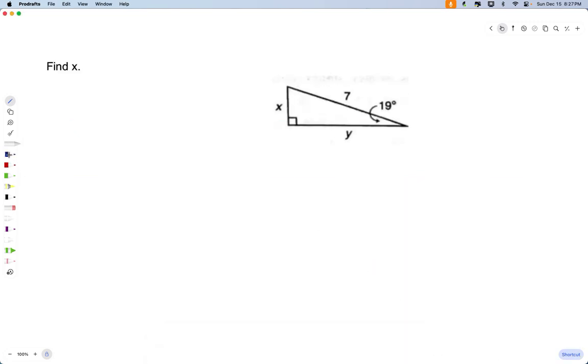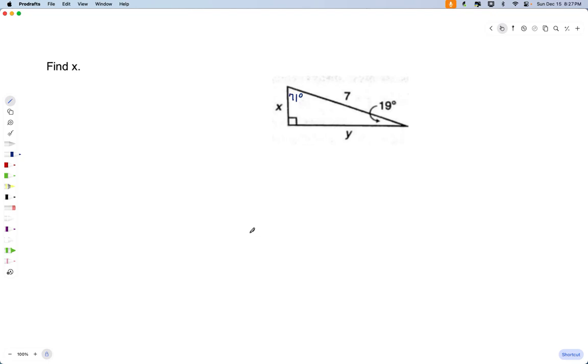All right, so we're going to find x. If this is 19 degrees and this is 90 degrees, then we know that this has to be 71 degrees. So now we have our interior angles all labeled. So we should be able to find some values.